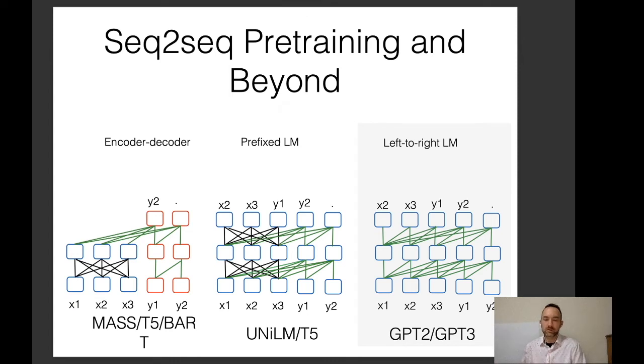However, another thing to note is that it is also possible to do pre-training with, for example, a left-to-right language model, and then just use it in a way such that the input is the prefix that you feed into the left-to-right LM that then processes the suffix. This is the approach taken, for example, by GPT-2 and GPT-3.